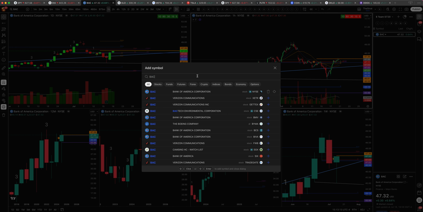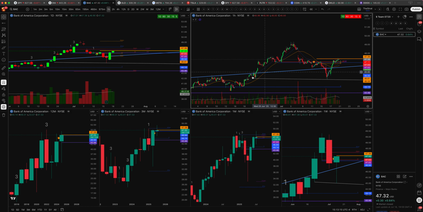Where would you put your stop on this weekly setup? Where would you put your stop?